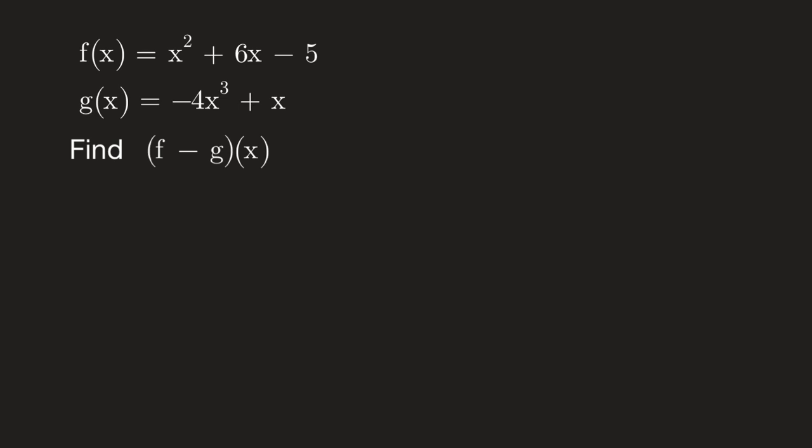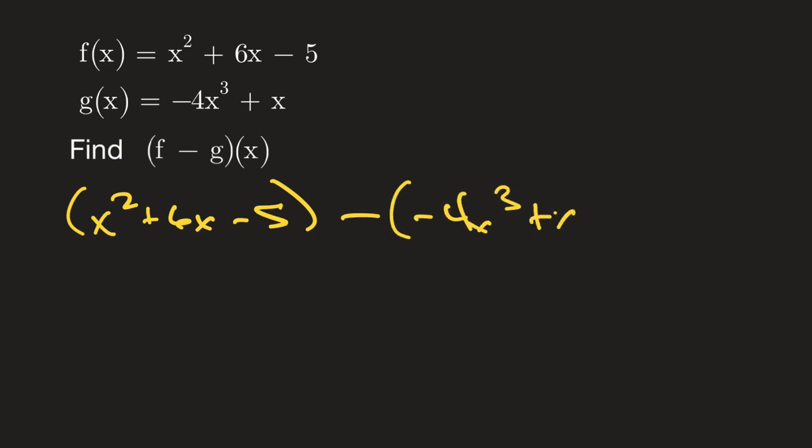Again, they are asking us to subtract the two functions. We're going to do the f function minus the g function. Just like I did on the last one, I'm going to go ahead and write x squared plus 6x minus 5, minus now the g function. And again, they are not going to have us evaluate this for any particular number. So once we do the subtraction, hopefully we'll do it properly, we'll be done.